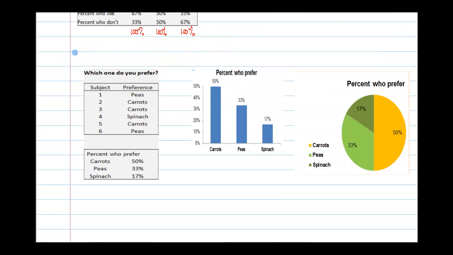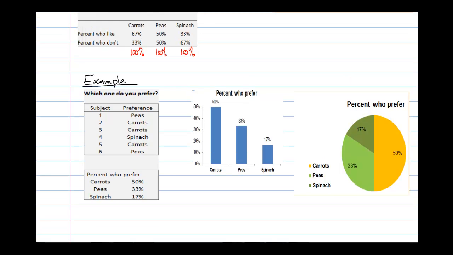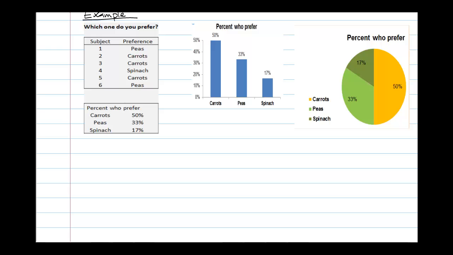Now in this case we're asking a similar question. So again, this is another example. We're asking a similar question. We're not asking about each individual vegetable though. We're just saying which one do you prefer, and the person selecting can only choose between peas, carrots, or spinach. They can't say yes or no to each one of those variables.